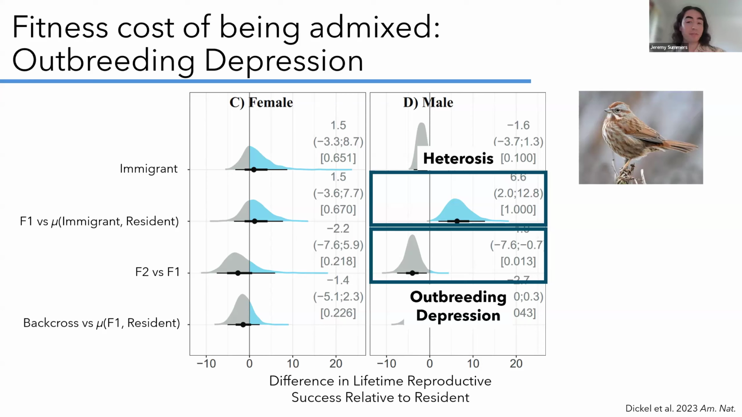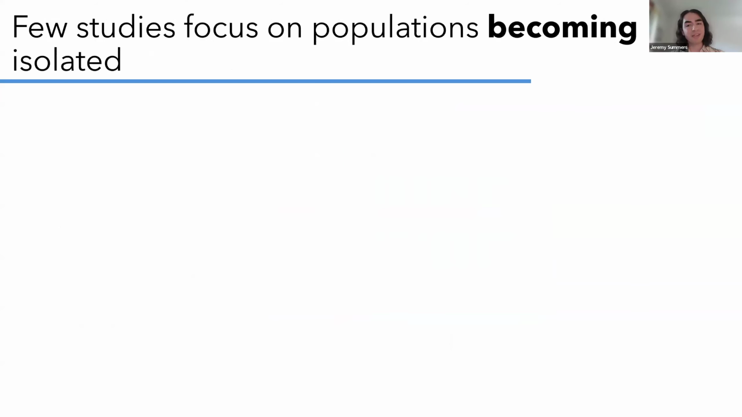However, male F2s, the offspring of those two F1s, had significantly lower fitness than their parents. Instead of benefiting from being outbred, F2s suffered a fitness cost due to the mixture of immigrant and resident alleles, known as outbreeding depression. This shift from fitness benefits to fitness costs can play a major role in the effectiveness of gene flow. Few studies have investigated how the effects of immigration change over time and impact populations that are becoming isolated, despite the fact that these populations exist at a crucial time point when early action can prevent future crisis.